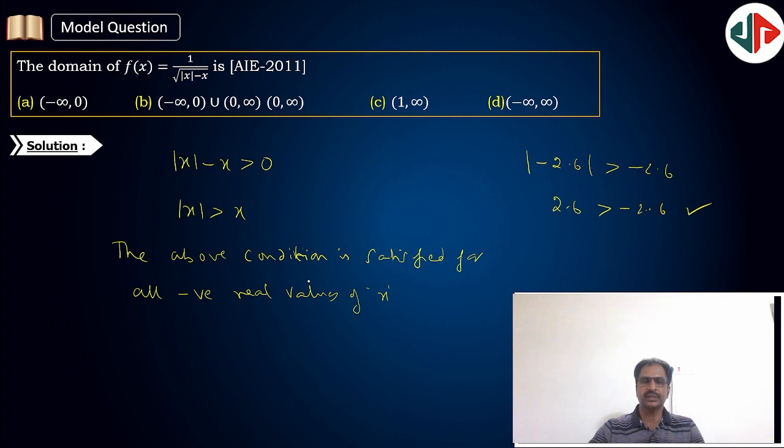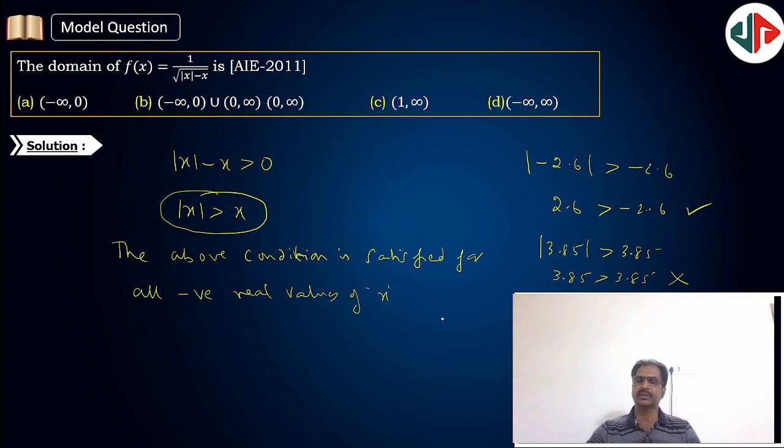So this condition mod x greater than x is satisfied for which type of values of x? Only for all negative real values. If you take a positive number, it is not true. For example, let us say 3.85. Mod 3.85 greater than 3.85. Mod 3.85 is 3.85. So 3.85 greater than 3.85 is not correct. So this condition is satisfied for all negative real values of x.